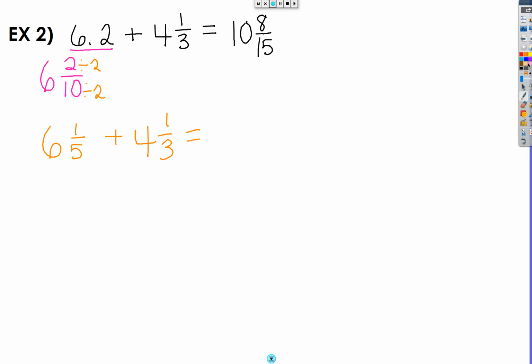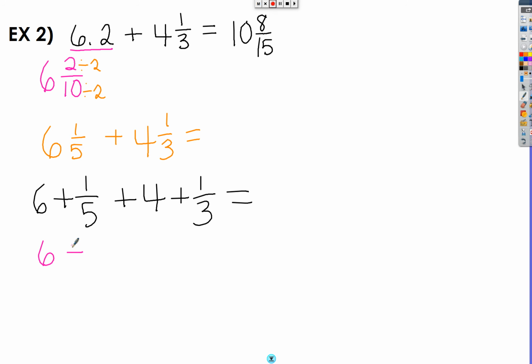So same as before, I'm going to decompose my fractions. I am going to regroup or use the commutative property to start by moving my terms around so that I can get my 6 and 4 together, and then I'll get my 1/5 and 1/3 together. This piece here gives me 10. And that's my easy part.